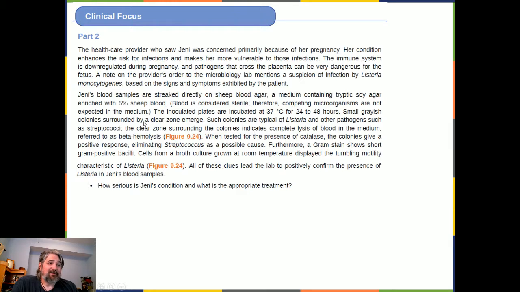So here's a clear zone around these colonies. And that tells you that there is a type of hemolysis going on.